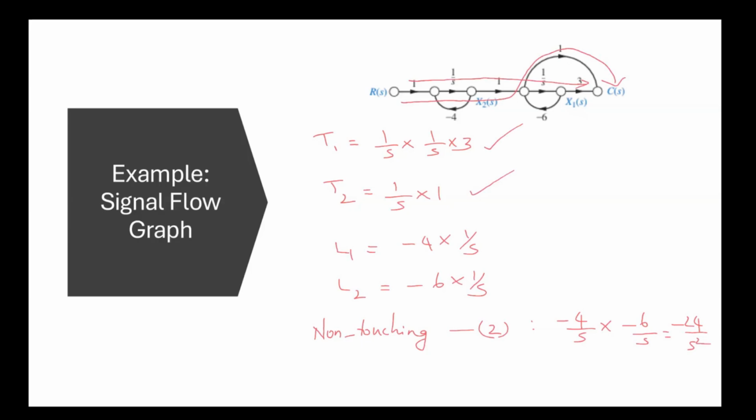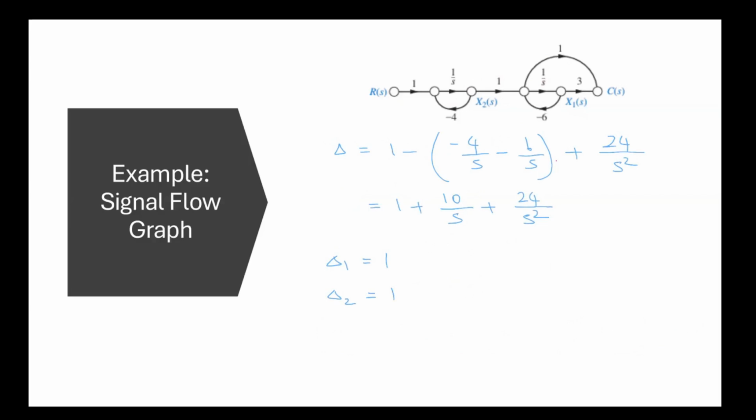There are two loops here. This is the first loop and this is the second loop. The loop gains are -4 into 1/s and -6 into 1/s. These two loops are non-touching loops, so there is no common node between them. The non-touching loop gains taken two at a time will be -4/s into -6/s, that is equal to -24/s². There are no non-touching loops taken three at a time. There are only two loops here. So we are now ready to calculate the delta and delta k values.